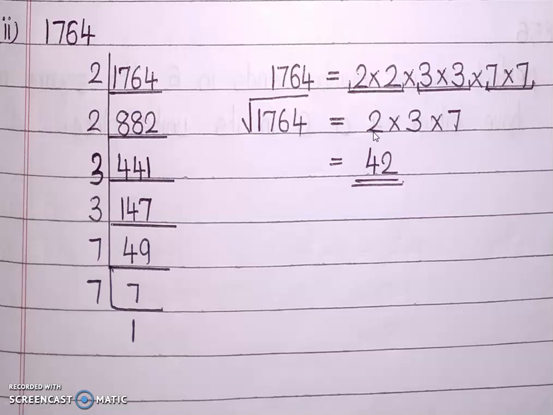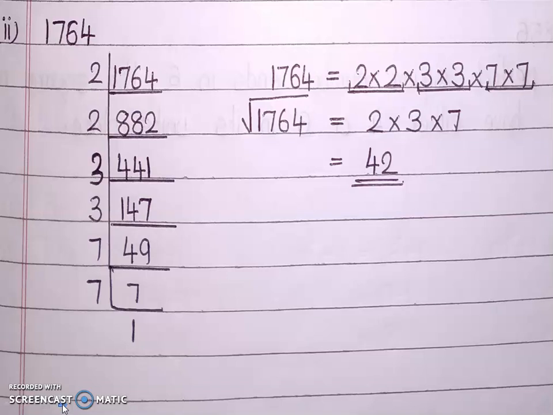From this group, I took 2 outside. From the group of 3, I took 1 3 outside. From the group of 7, I took 1 7 outside. And I wrote the square root of 1764 is equal to 2 into 3 into 7. 2 into 3, 6. 6 into 7, 42. So I got the square root of 1764 is equal to 42. Clear? So your answer's credibility depends on how you do prime factorization.